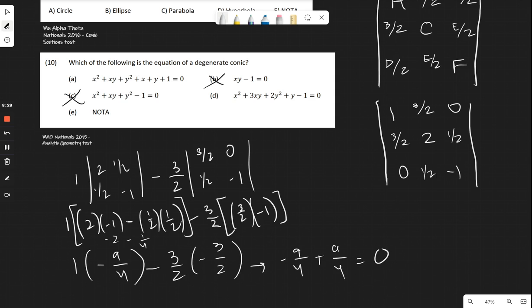What? Who would have guessed? It's not like I already told you it was going to be 0 or anything. But yeah, as you can see, this is 0, and that means that conic is degenerate.